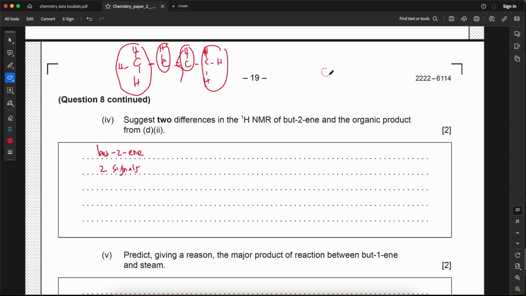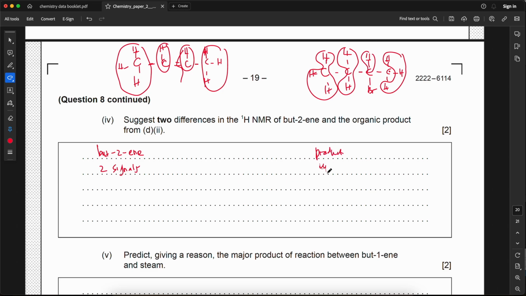But for the product, that would be CH3, CH, HC, Br, and then CH3. So this H will not be the same as this H right here, because this C is the C attached to Br, but not for this one. And this one obviously not, because it's 2, and this one is only 1. So the product will have 4 environments.